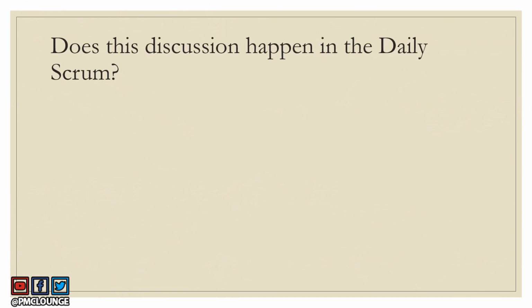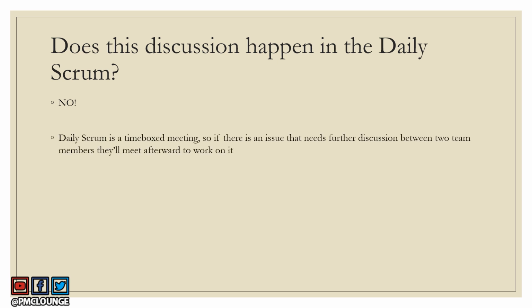So does this discussion happen in the daily Scrum? Of course not, because daily Scrum is a time boxed meeting, right? So you cannot have two people hijack the entire meeting and talk about a certain impediment, right? What happens is these two people are going to have a further discussion later, after the daily Scrum. And they can also involve other people if they think they need some more folks from the development team. They can involve them as well, and they are going to work towards fixing or removing that impediment. So it is not something that happens in the daily Scrum, but this is something that can happen outside of the daily Scrum.